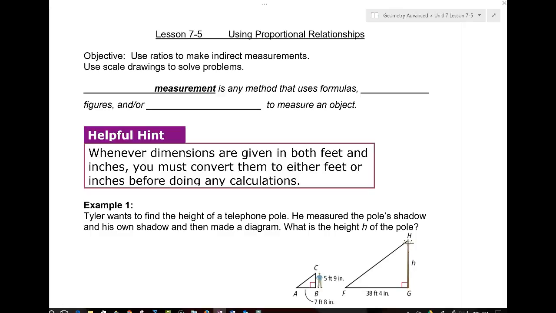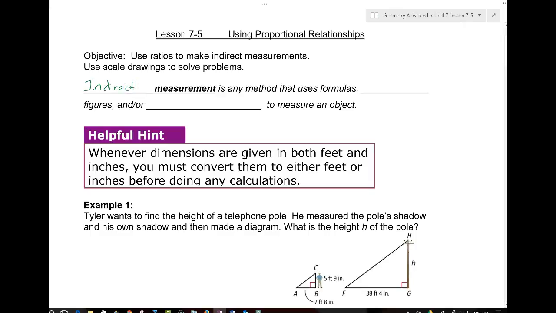What is a similarity ratio? What's the definition of similar polygons? All those things matter. So today we're going to do one that's actually, it's a science lesson basically. We're doing what's called indirect measurement. So we're going to be actually just doing word problems a lot.